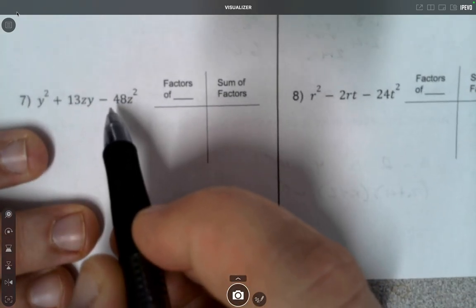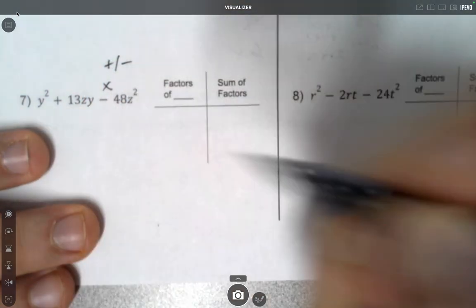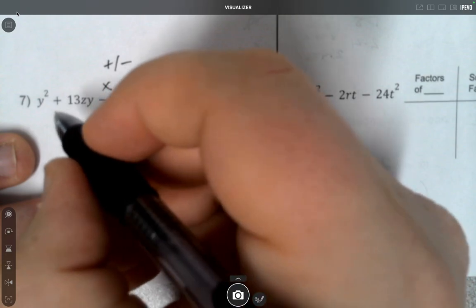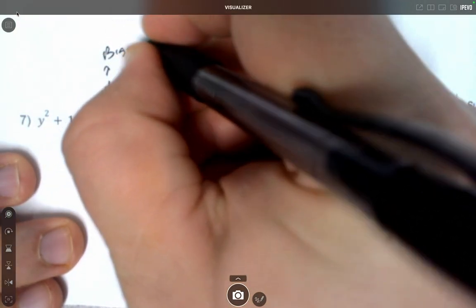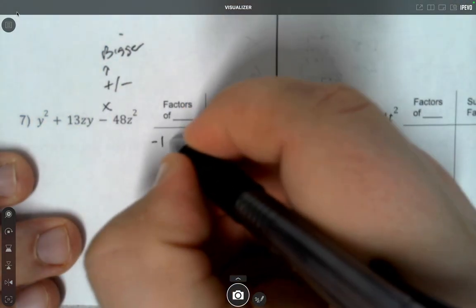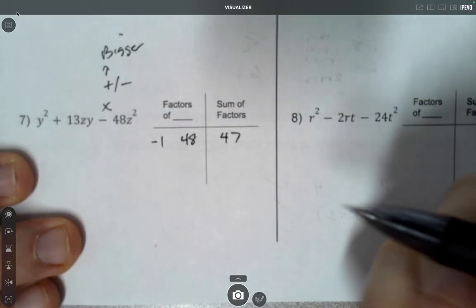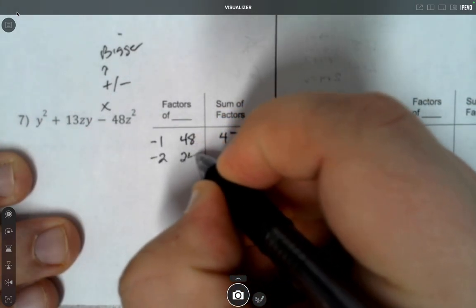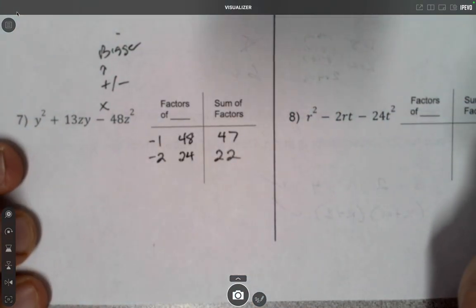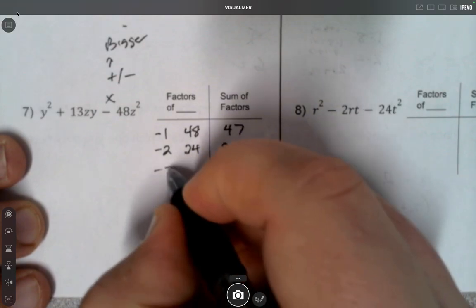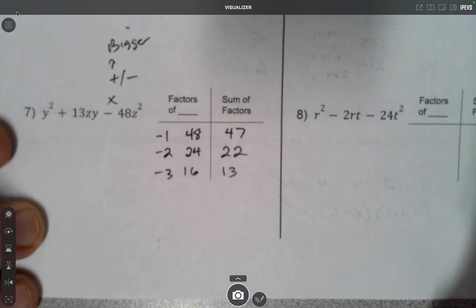So notice, this is a negative, so that means we need to multiply a positive times a negative to make that happen. And since when they're added together the answer is positive, we know the positive one is the bigger one. So that means negative 1 and positive 48, which adds up to 47. Okay, no match there. Negative 2 and 24 adds up to 22. No match there. Let's see, negative 3 and 16, that adds up to 13, and we have our match.